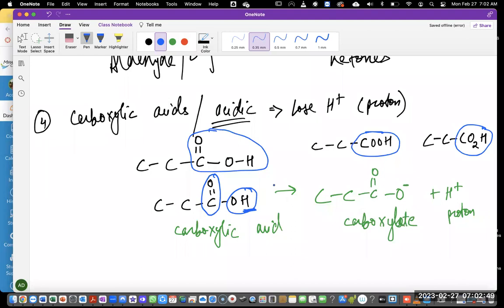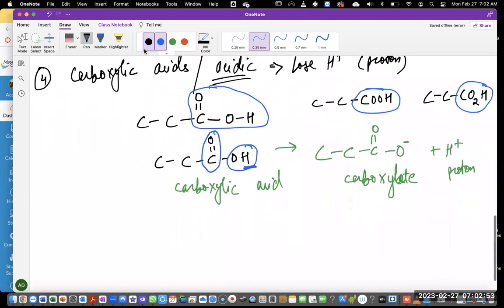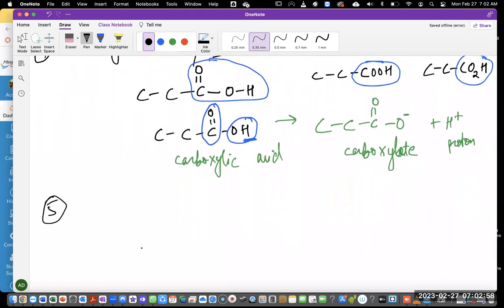So all of these are common ways to show a carboxylic acid, and you must be able to identify each of them individually. Now let's go further, and you will notice we go to the next functional group. And guys, the best way to remember these functional groups is to compare and contrast.